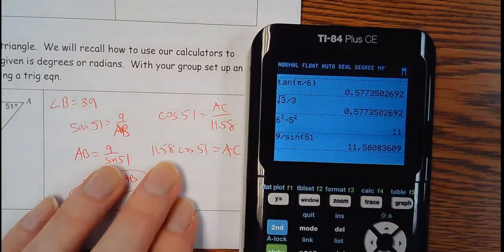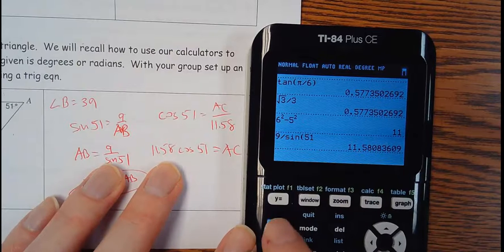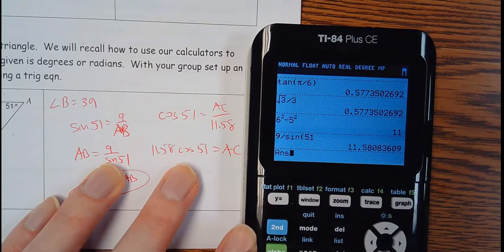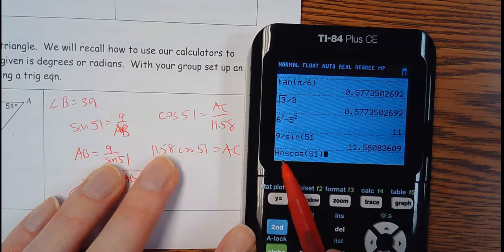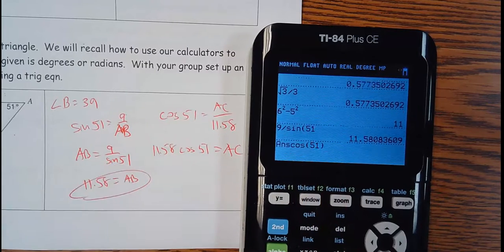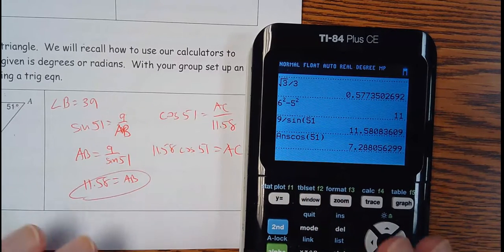You can just type it in. You don't have to put a multiplication sign there if you don't want to. In fact, I'm going to use this previous answer. I'm going to go second answer, cosine 51. So it's taking 11.58 cosine 51. That means multiplying together, 7.29.